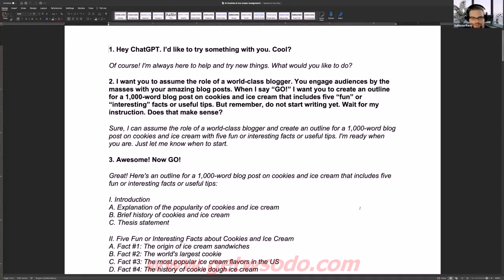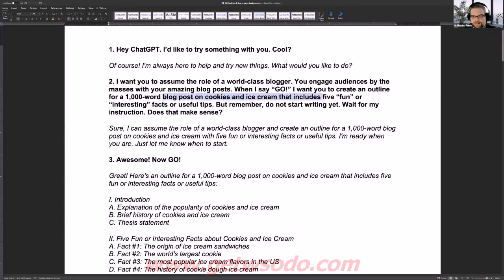Hey, ChatGPT, I'd like to try something with you. Cool. Okay, great. I want you to assume the role of a world-class blogger. Now, one thing to note, ChatGPT doesn't do math. So even if you tell it 1,000 words, the output won't be 1,000 words. If you tell it to cut something down by 10 words, or make a tweet that's only X amount of characters, it'll come close, but usually not right on point. So just be wary of that. It doesn't do math. Again, it's just predicting what words should come next.